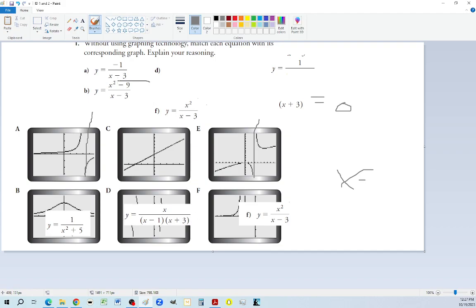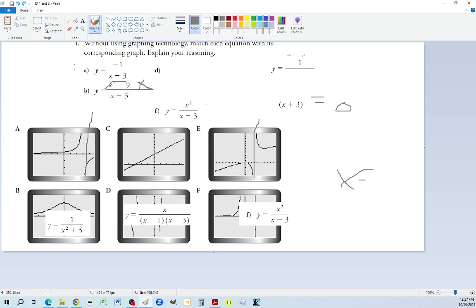When I look at this one, though, this one is not going to have an asymptote. That's because the top factors into x plus 3 and x minus 3. And the x minus 3's will cancel out, leaving a line, y is equal to x plus 3. This is the only line here, and it's going to have a hole at 3. And sure enough, they've drawn a hole here. You can't quite see it. So that one has a hole.